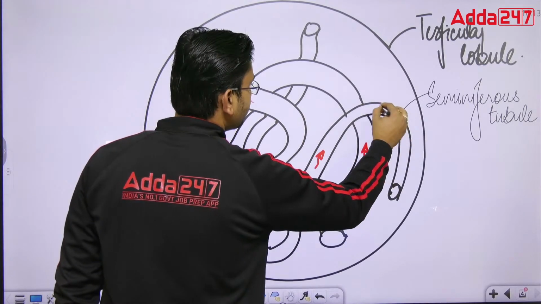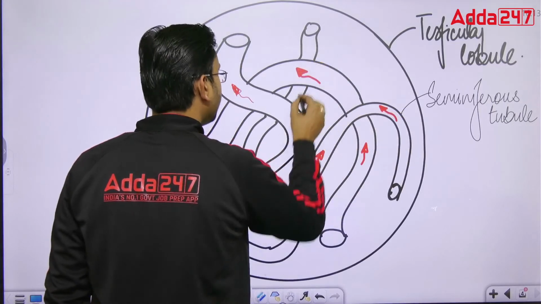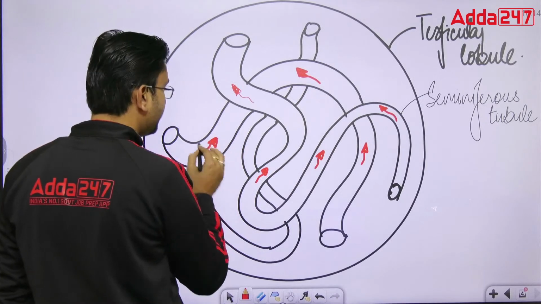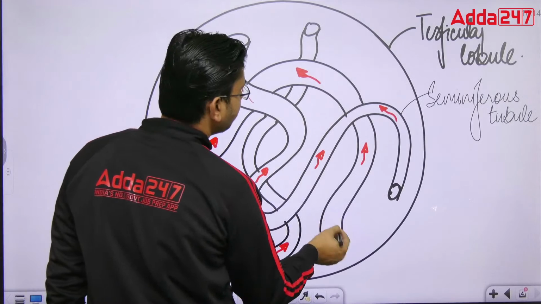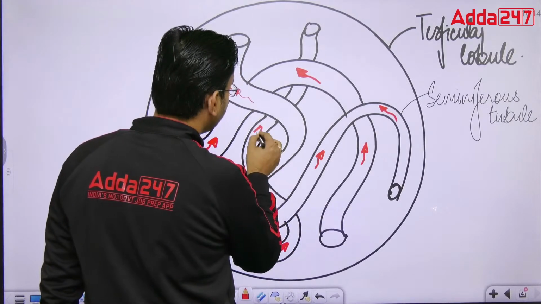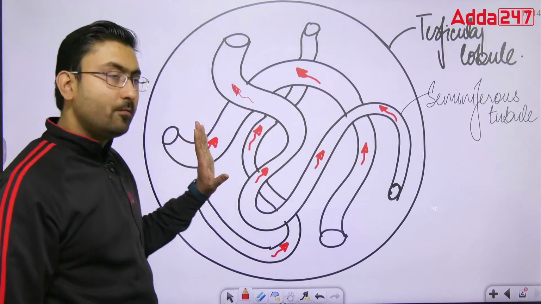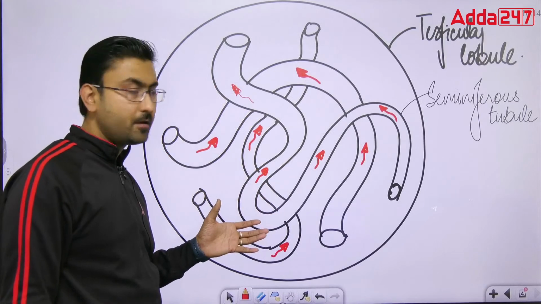These are the spermatozoa जो इस seminiferous tubule में बनती है. I hope it is clear to everybody. हाँ या ना? Okay. Now, we got to understand the location where the spermatozoa is forming.